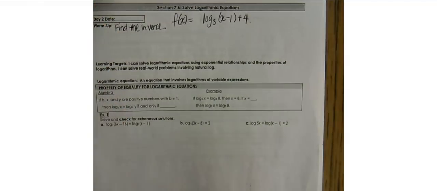Okay. In order for you to find the inverse of a logarithmic function, the first thing that you need to do is get the logarithm alone. I have this plus 4 on the outside, but before I even do that, I need to switch my x and y values. So I'm going to rewrite this as x is equal to log base 3 of y minus 1 plus 4. My goal is to get y alone, and in order for me to do that, I need the logarithm to be alone first.